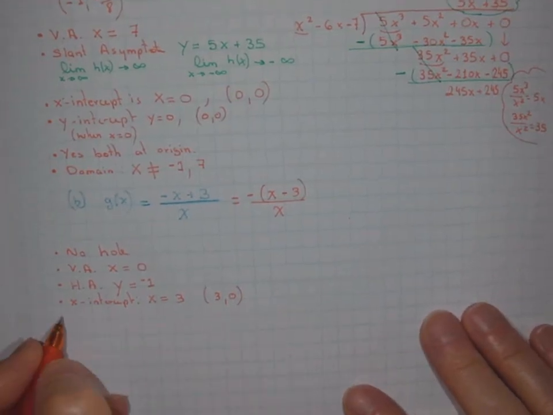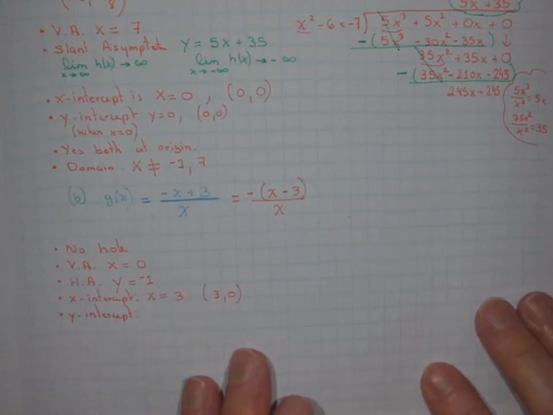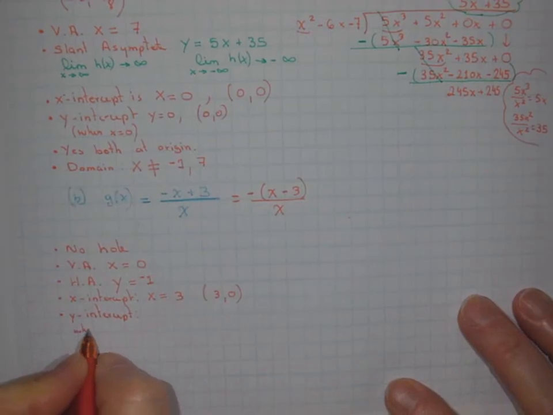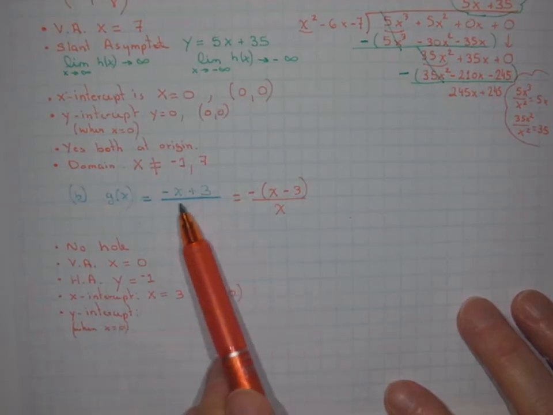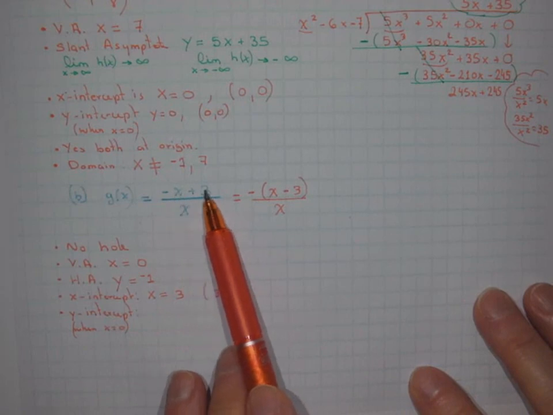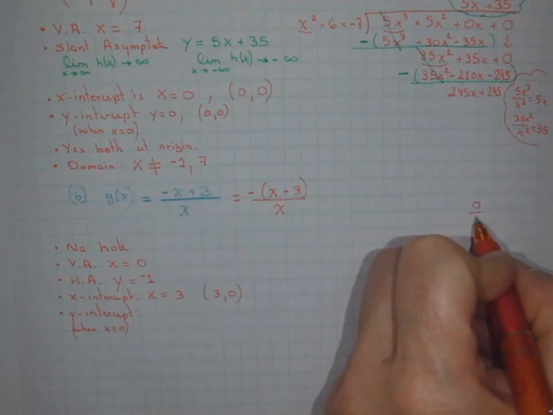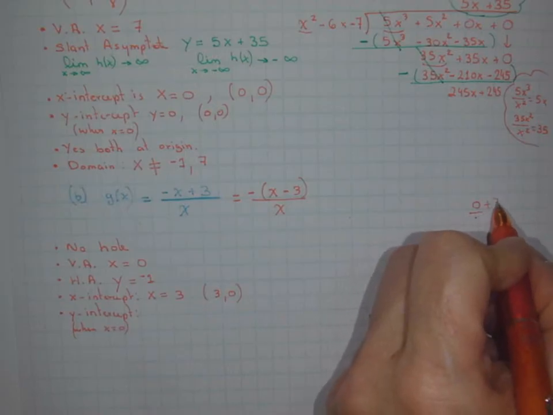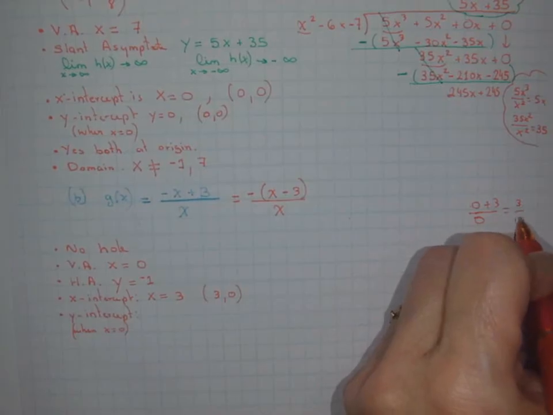All right, y-intercept. Do we have any y-intercept? And the y-intercept is when x equals 0, right? So if that's the case, we're going to plug in the 0. Substitute 0 in for x, so 0, 0. When you do that, you're going to get 0 plus 3 over 0, which is 3 over 0.